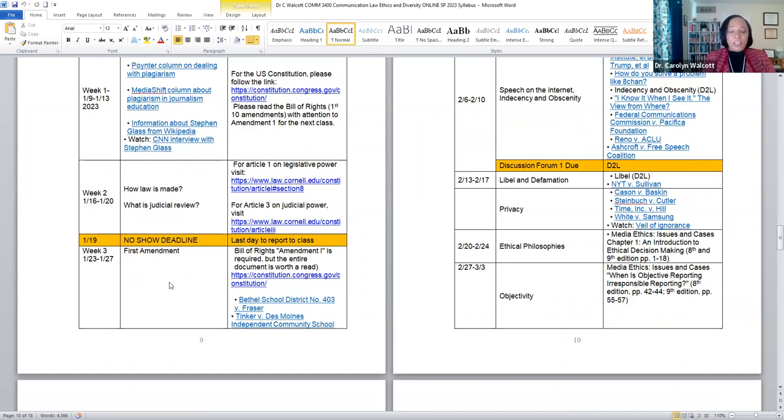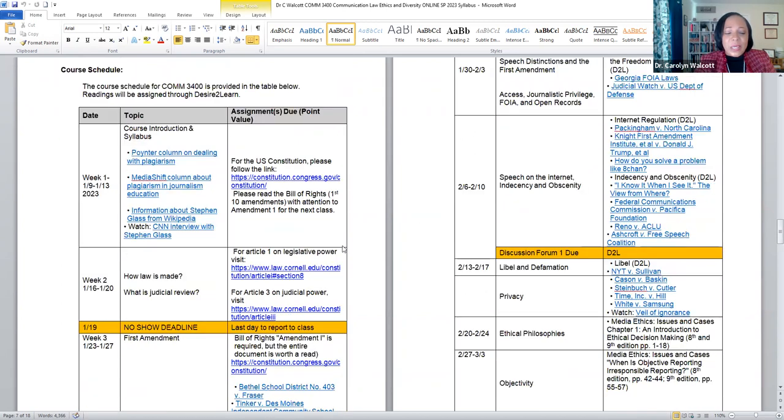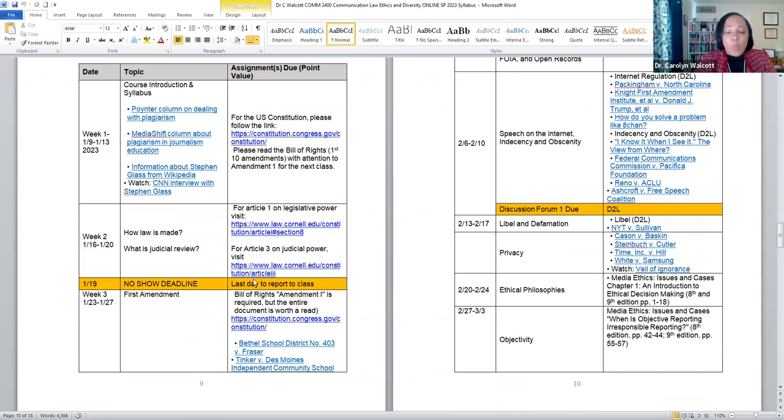Now, by week 3, we're moving to the First Amendment, and this has to do with the Bill of Rights. Read the entire document if you can, and you will see some case studies: Bethel School District No. 403 versus Fraser, Tinker versus Des Moines Independent Community School District. And of course, these particular cases will speak directly to what was happening in terms of the applicable laws as it relates to the school district in this case.